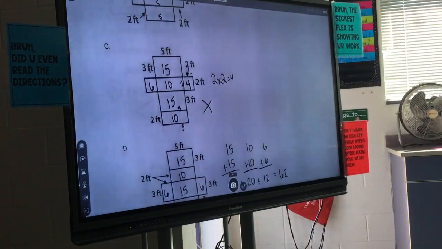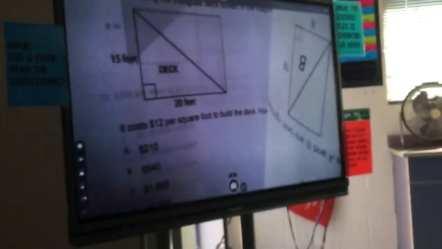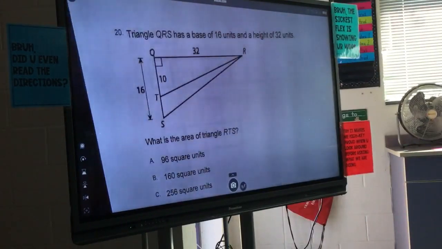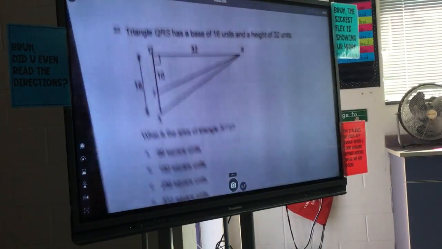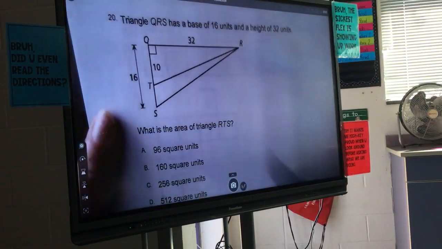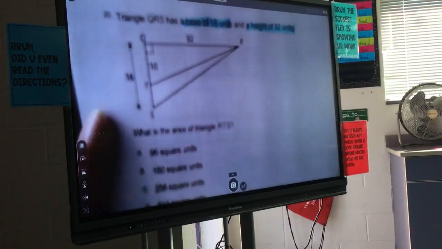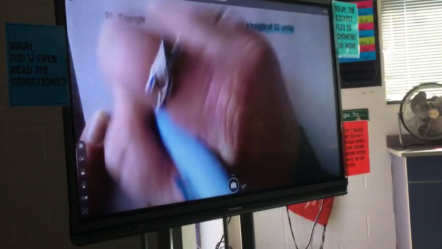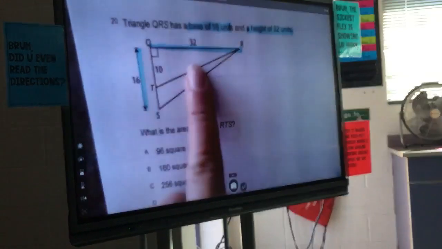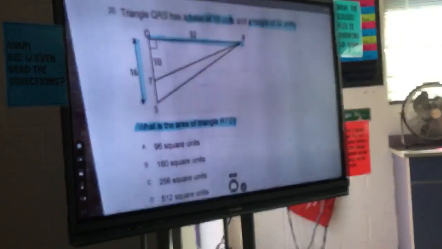Can you go over number 20? Number 20? All right. Number 20. So everyone gets a number 20. So it says, triangle QRS has a base of 16 and a height of 32. Which it shows right here. This is my height of 16, and this is my base of 16. This is my height of 32. It is asking you, what is the area of triangle RST?